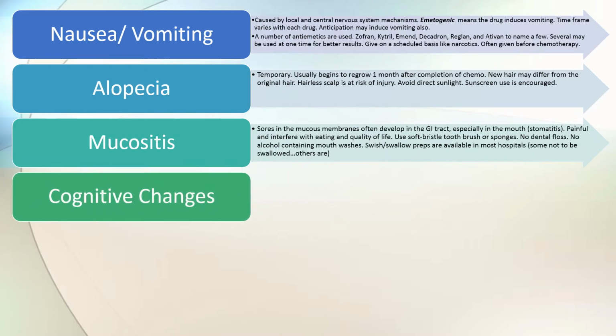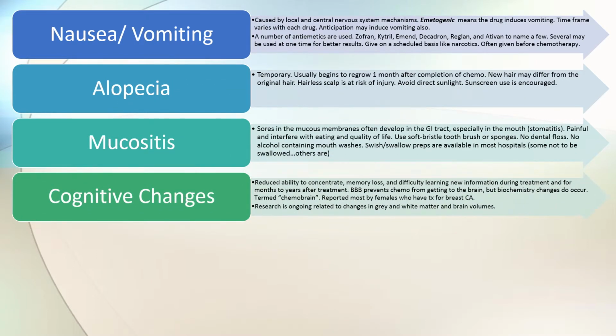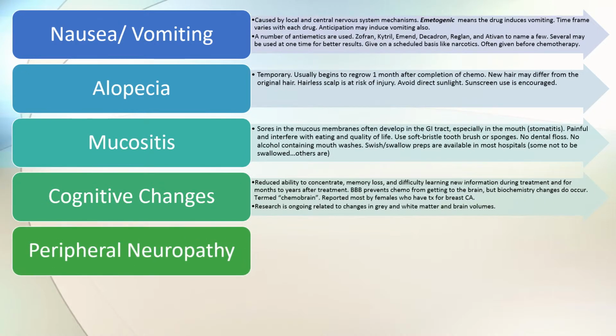Cognitive changes will include reduced ability to concentrate, memory loss, and difficulty learning new information during treatment and for months to years after treatment. The blood-brain barrier prevents chemo from getting to the brain, but biochemistry changes do occur. It's termed chemobrain, reported most by females who have treatment for breast cancer. Then there is peripheral neuropathy.